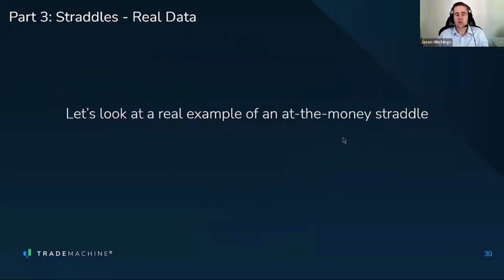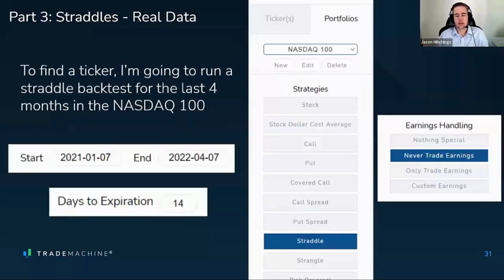Okay, so let's look at a real example. Let's look at an at-the-money straddle. And how am I going to decide what company to look at? I could just pick a ticker at random that I know. But let's use TradeMachine to find something more interesting.